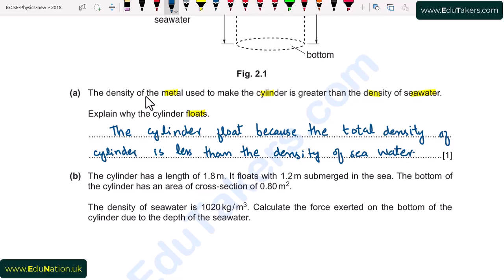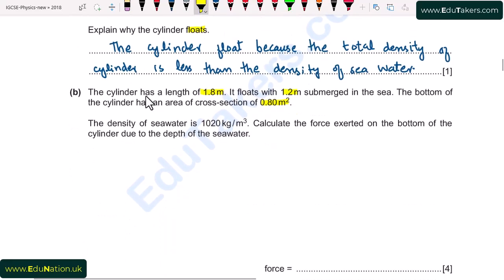Part B. The cylinder has a length of 1.8 meters. It is the length of the cylinder. It floats with 1.2 meters submerged in the sea. The bottom of the cylinder has a cross-section area of 0.80 meters squared. The density of seawater is 1020 kg per meter cubed. Calculate the force exerted on the bottom of the cylinder due to the depth in the seawater. So here we have to find out the total force that is exerted on the bottom of the cylinder.